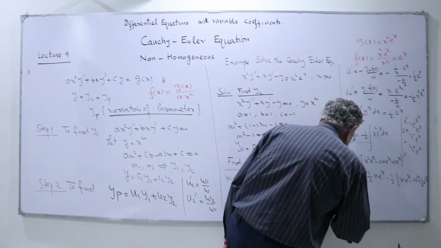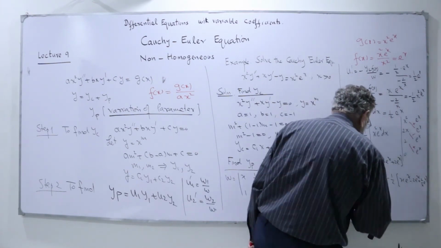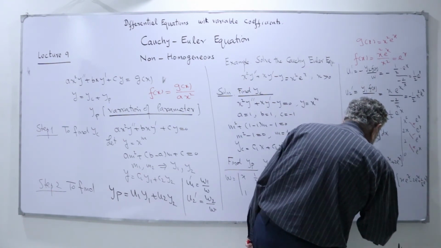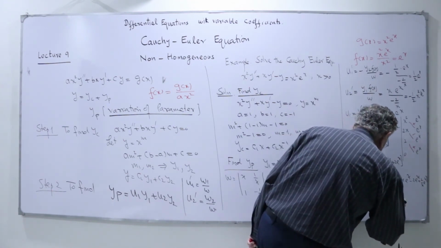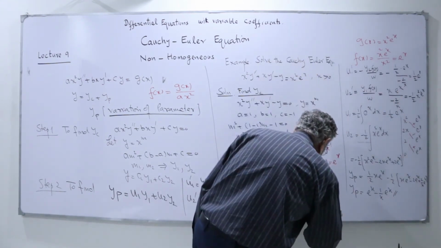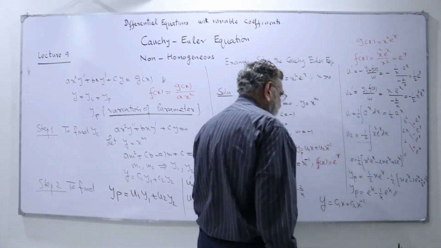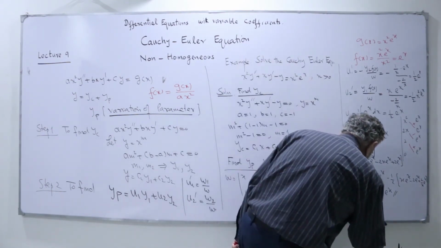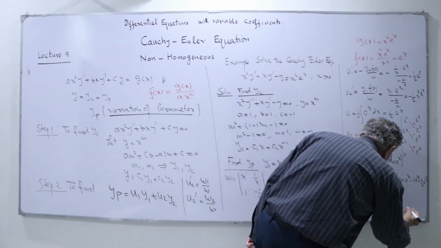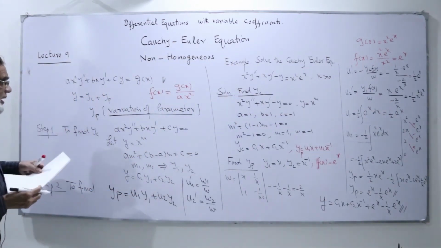So simplify this one, I get yp. When I open this one, this 2 will be cancelled. This minus becomes plus, we get e to the power x. Then this minus, and this 2 is cancelled, and we get minus 1 upon x e to the power x. So this is my yp. I can write my general solution. My general solution is y equal to yc, c1 x plus c2 x to the power minus 1, plus yp, which is plus e to the power x minus 1 upon x e to the power x. So this is my general solution for this differential equation.